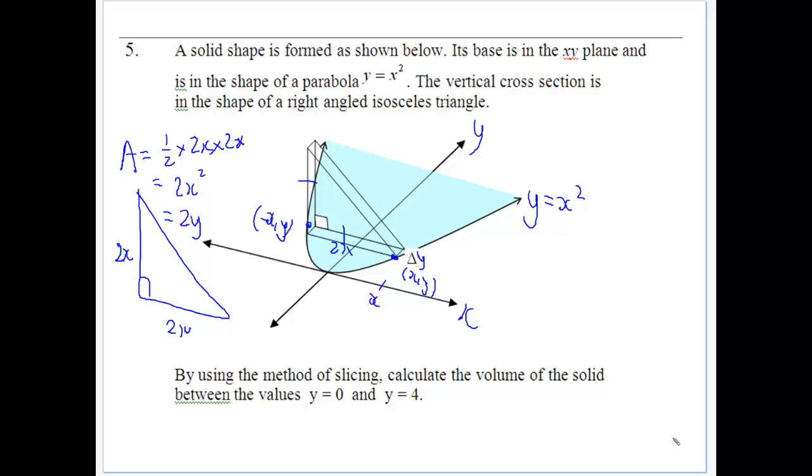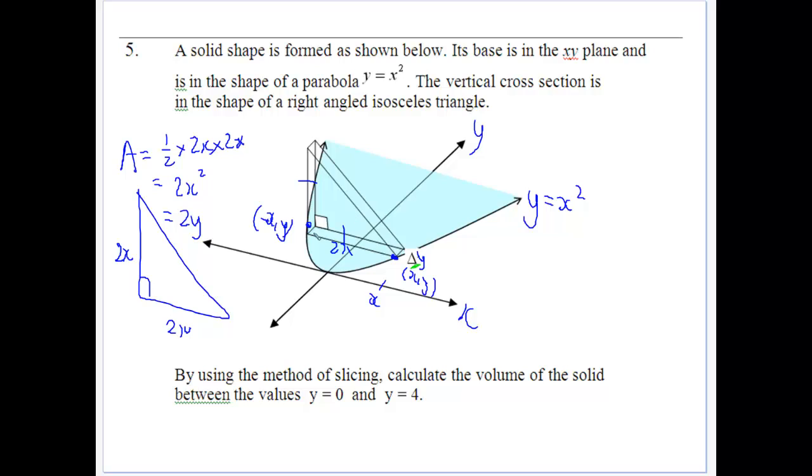Now this one, our volume is given to us with a base of y squared, y is equal to x squared, and we've got our cross sections being right angled isosceles triangles. And this time it's going along the xy. It's perpendicular to the y axis. So we've got delta y there. Our base then is, we get our triangle there.